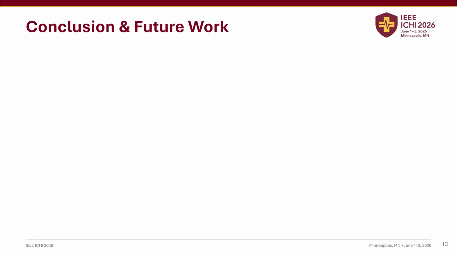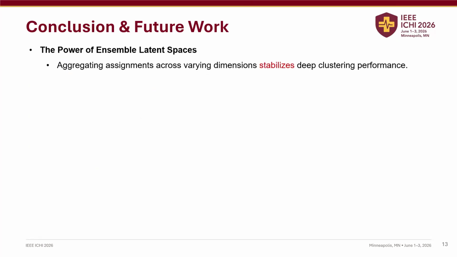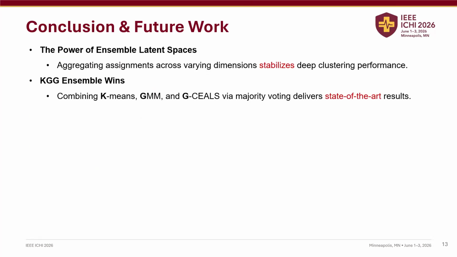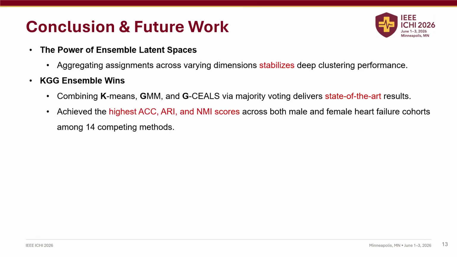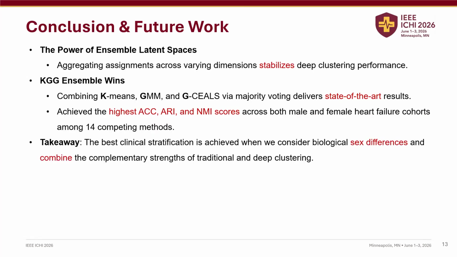This brings us to our conclusion and future work. We found that by spacing out the embedding dimension of G-cells and averaging the assignment, we could decrease the model sensitivity to a hyperparameter choice. When we implement our ensemble method, we have state-of-the-art performance. KGG achieves the best accuracy, ARI, and NMI for both sex-specific cohorts. So the overall takeaway is that the best clinical stratification is achieved when we consider biological sex differences and combine the complementary strengths of traditional and deep clustering methods.